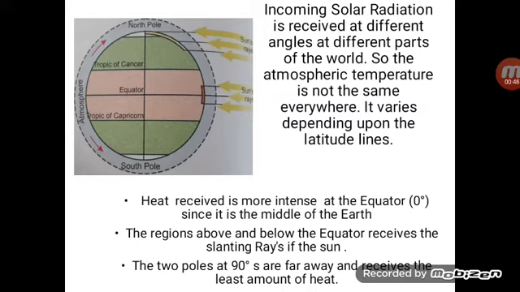Now the heat received is more intense at the equator, which is at the 0 degree, since it is the middle of the earth. The regions above and below the equator receive the slanting rays of the sun. So these are the places which are not so hot as the equatorial region. And lastly, the two poles at 90 degrees are far away and receive the least amount of sun rays. That is why we say that the heat received is not the same throughout the whole world. Somewhere it is very hot and somewhere it is very cold. So it all depends upon the places which lie in each of the latitudes.